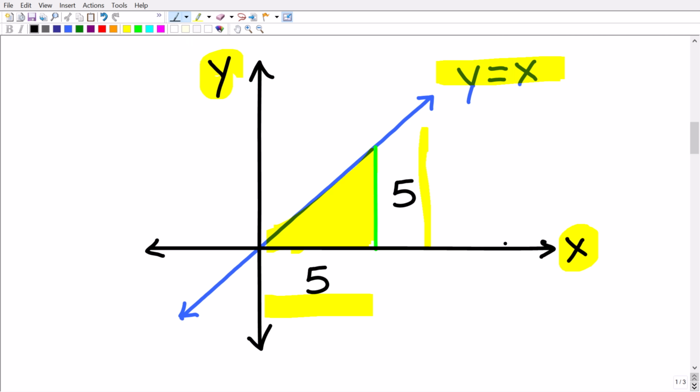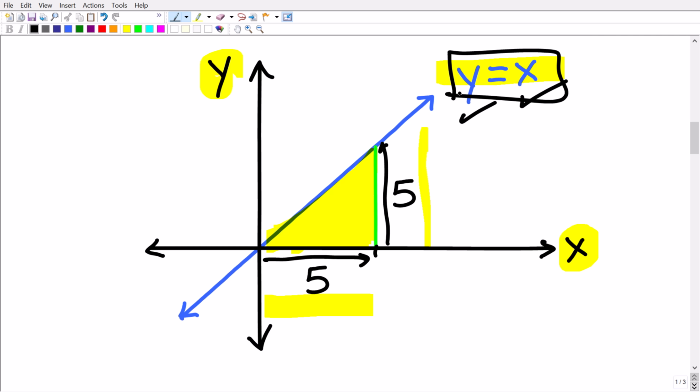In other words, for whatever x is, y is going to be the same thing. So right here, if we go out 5 on the x-axis, we go up 5 on the y-axis, right? So this is the linear equation, y is equal to x. So you can see here, if we have this line and we have the y-axis and the x-axis, we have our triangle. Okay, so we need to understand this before we can get into calculus.